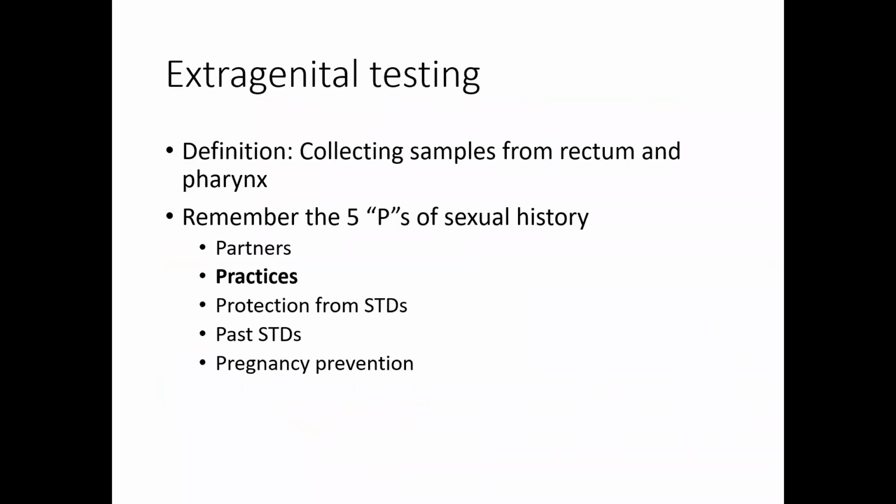So, one thing that we're going to focus on today is the importance of extragenital testing. Specifically, when we talk about extragenital testing, we're talking about collecting samples from the rectum and the pharynx. Remembering the 5 Ps of sexual history, practices, we say at the STD clinic, if you use it, we're going to test it. So, making sure you're getting that history as a clinician is really important to be screening adequately as well.